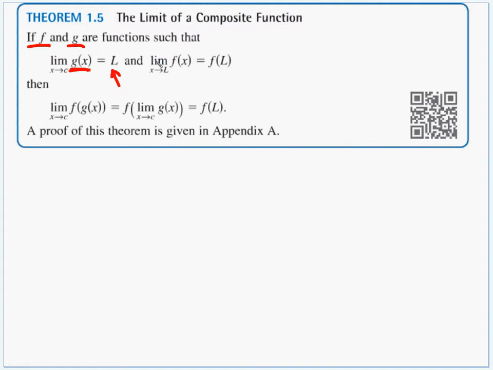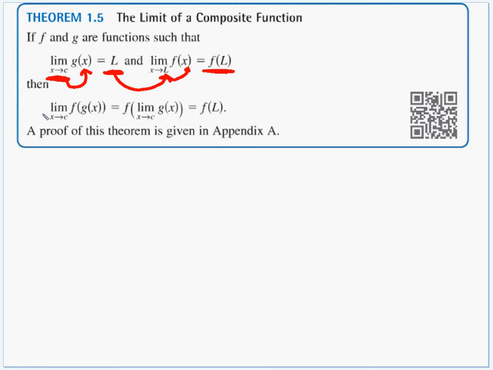Let me back this up for a minute. Because it's composite, the output of one is the input of another. So here we're approaching c of g of x. That c goes in, we get g of c. That is equal to this number L. So that's the output that here becomes the input. Now this next function, our limit is not approaching c. Our limit is approaching this number L. And then we'll direct sub that L in for f of x, and we get f of L.